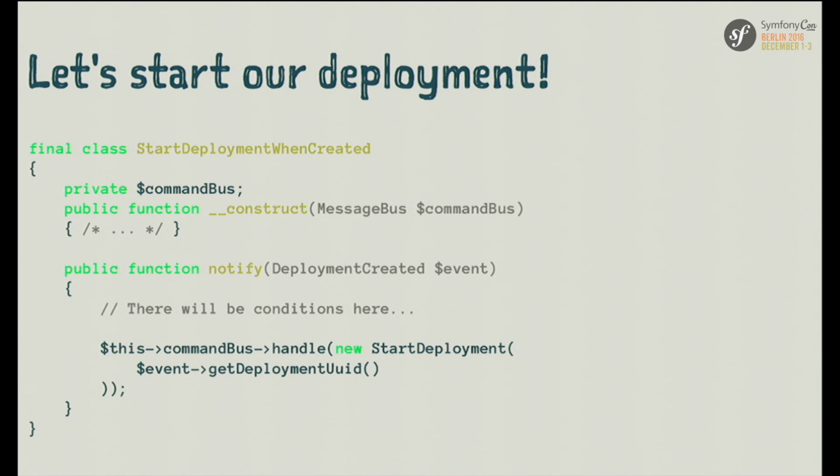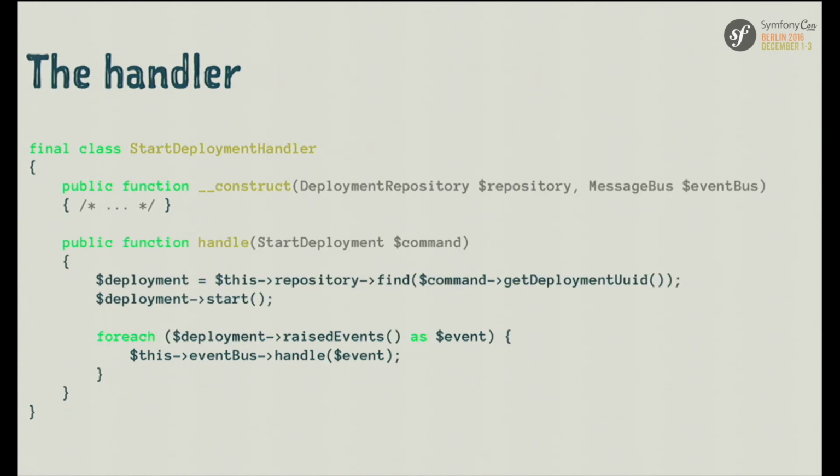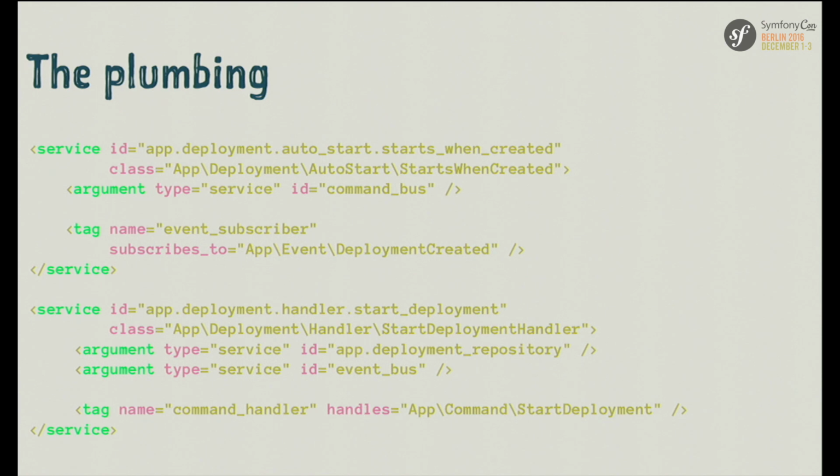And if we have a command, we have a command handler that is, like the previous one, just saying, okay, I'm going to get the deployment from my repository and start it. If you remember our test, our domain, we just use the start method. And that's all. Then we do the same thing: we get the raised events and we send them to the event bus. And we still need some plumbing.